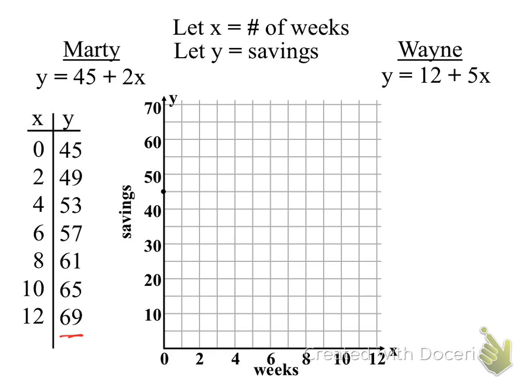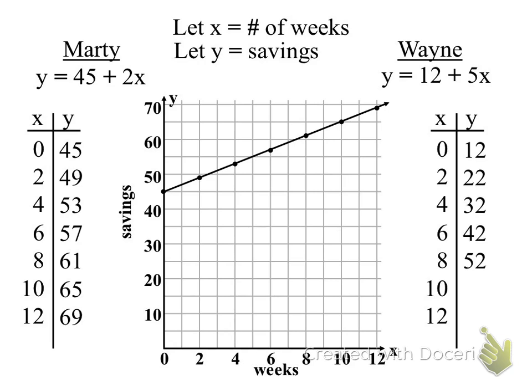So I plot each point. At 0, I have $45. At 2 weeks, I'm going to have $49, and so on and so forth. And when I have Wayne, I'm going to do the same thing. Plug it into the equation, plot the points. And who can tell me what the solution would be to this system? Because this will help you for your quiz. Given a graph, what is the solution to the system? Nobody?